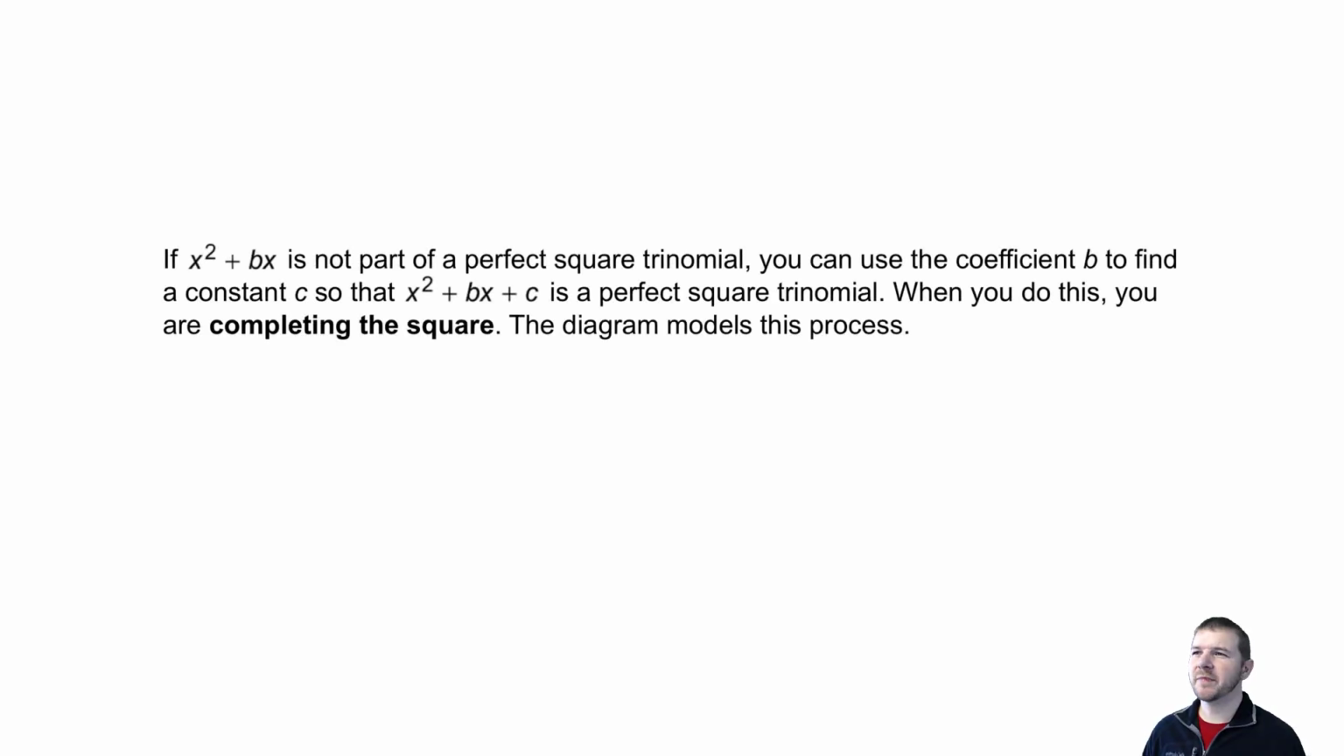If x squared plus bx is not part of a perfect square trinomial, you can use the coefficient b to find a constant c so that x squared plus bx plus c is a perfect square trinomial. When you do this, you are completing the square. The diagram on the following slides models this process.